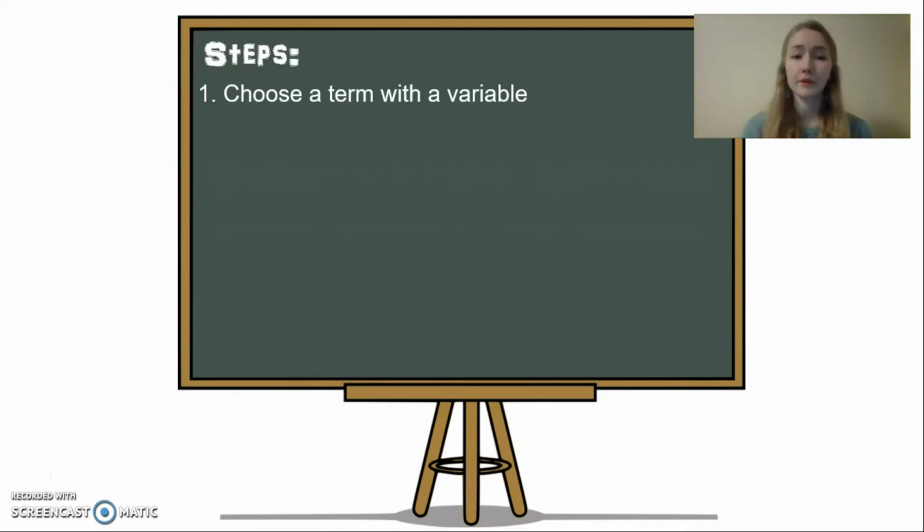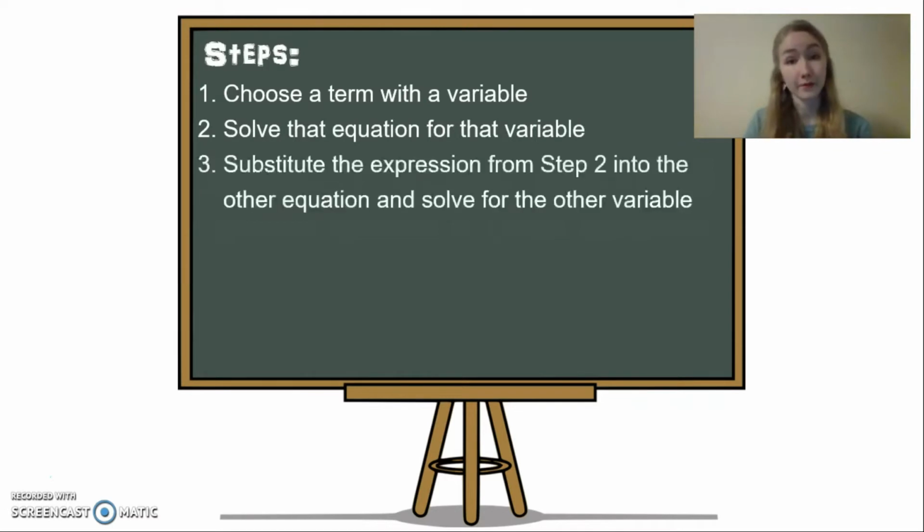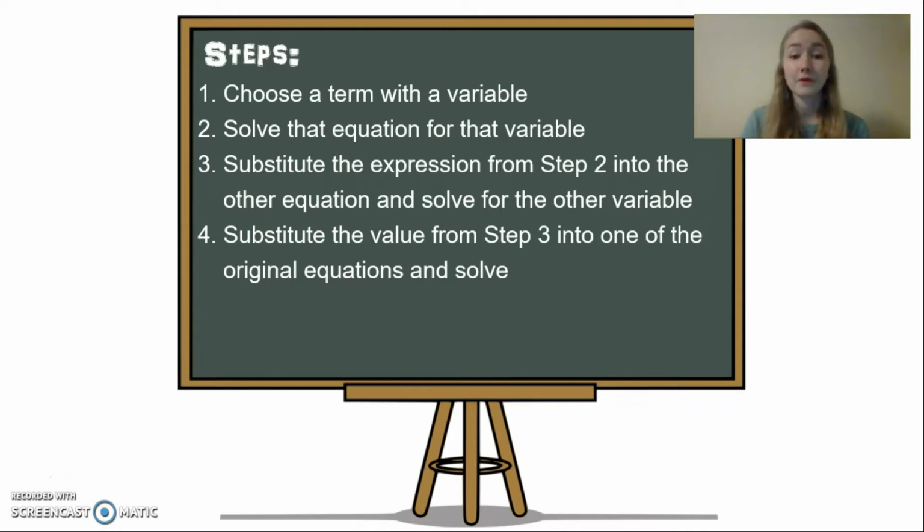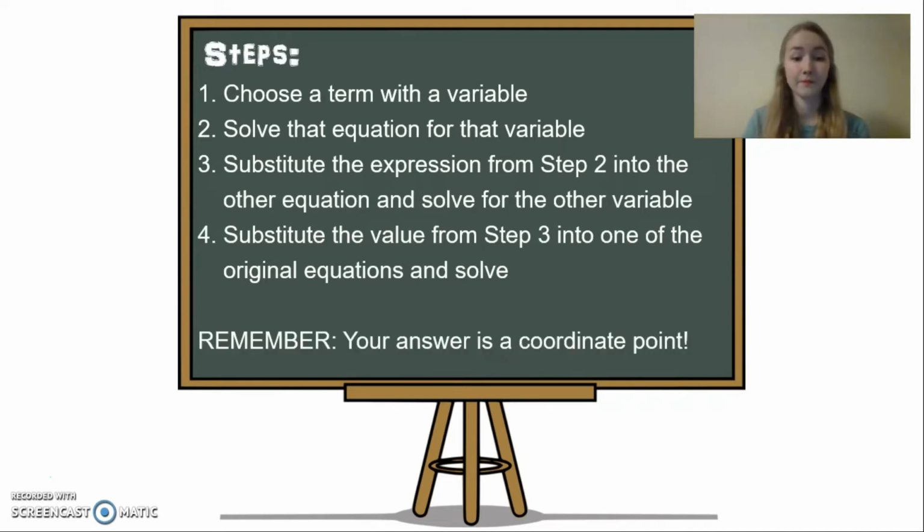The first step is going to be to choose a term with a variable, and you'll see in just a few minutes that you're going to have 4 terms to choose from. The second step is going to be to solve that equation for that variable. In the third step, you're going to substitute the expression you found in step 2 into the other equation in the system and solve for the other variable. In step 4, you're going to substitute the value that you found in step 3 into one of the original equations and solve for the other variable's value.